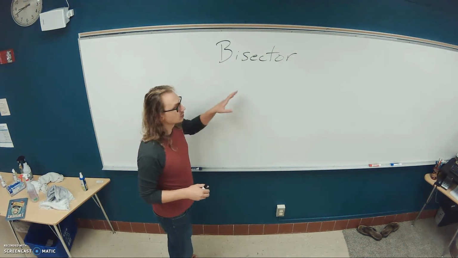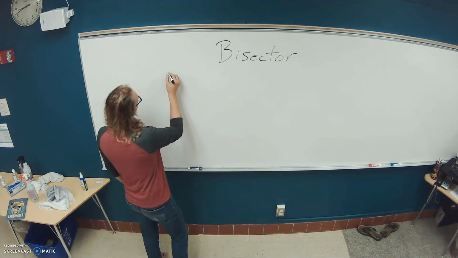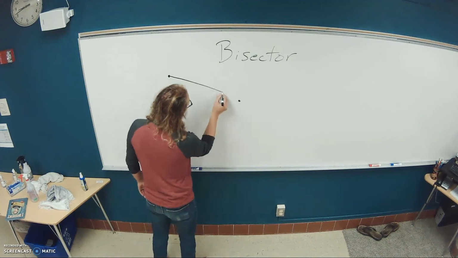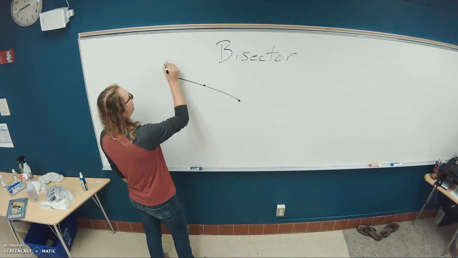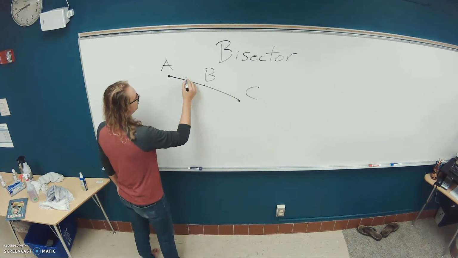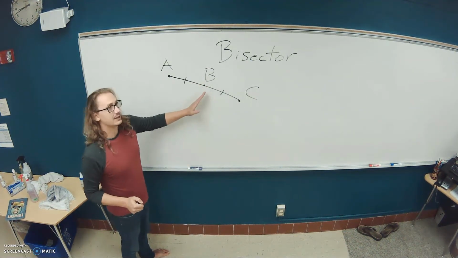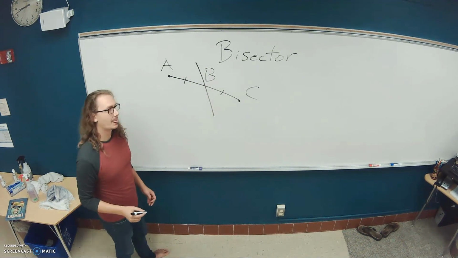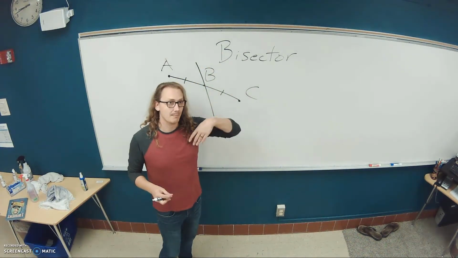A bisector is something that's going to cut something else in half. Okay? For example, if we have a segment like that, and a point here, so I've got points A, B, and C. If these two are congruent, then that has been bisected by that line. Okay? Bi means two, like a bicycle.